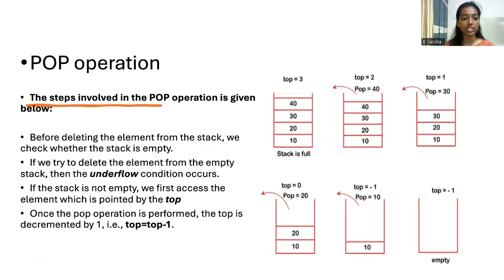Pop operation. The steps involved in the pop operation are given below. Before deleting an element from the stack, we check whether the stack is empty. If we try to delete an element from an empty stack, then the underflow condition occurs. If the stack is not empty, we first access the element which is pointed to by the top. Once the pop operation is performed, the top is decremented by 1, that is, top is equal to top minus 1.